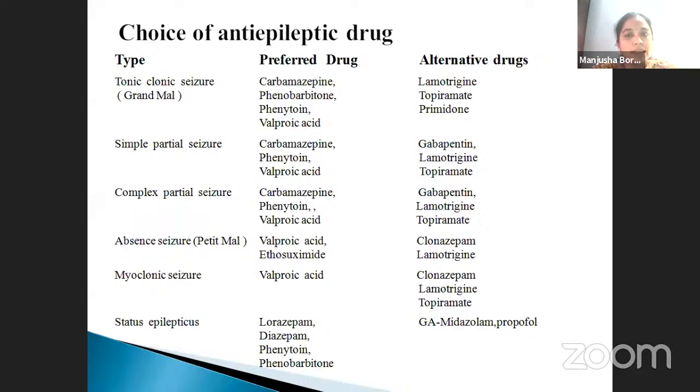In absence seizure, ethosuximide is considered the first drug of choice, and the alternative drug is clonazepam. Myoclonic seizure, in this case, valproic acid is the first drug of choice, and clonazepam is the alternative drug of choice. And we'll discuss the status epilepticus step-by-step treatment plan.